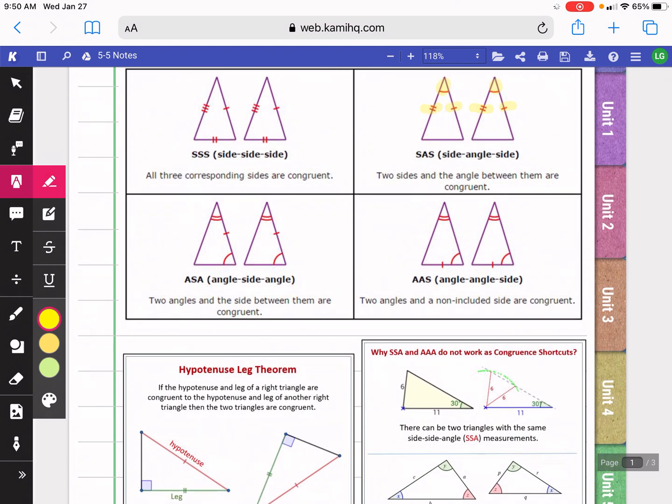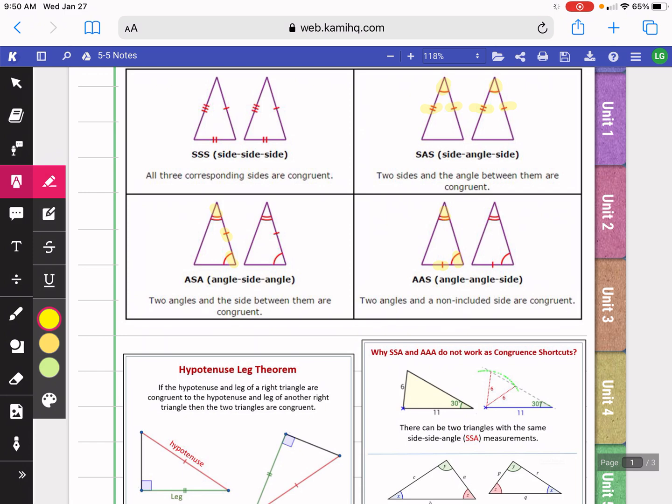Angle, side, angle is similar. It's just now you have a side in between the two congruent angles. So you have an angle, a side, then an angle. Angle, angle, side, or AAS, is when you have an angle next to an angle next to a side. So these are four of the theorems you can use to prove triangles are congruent.